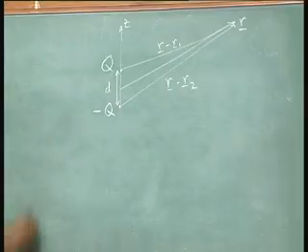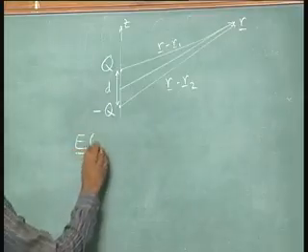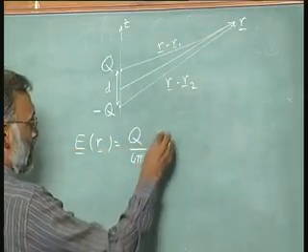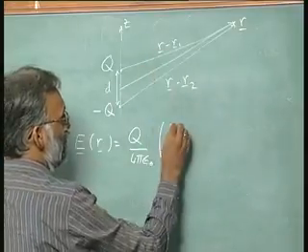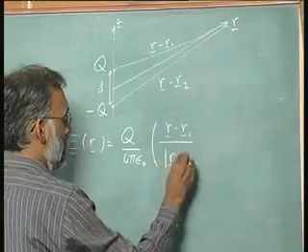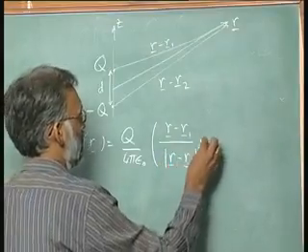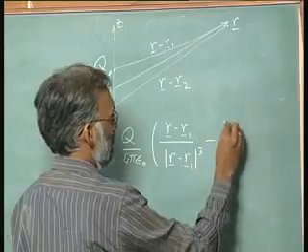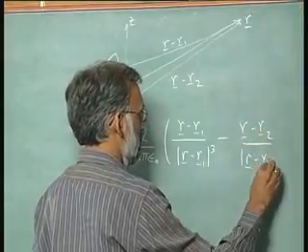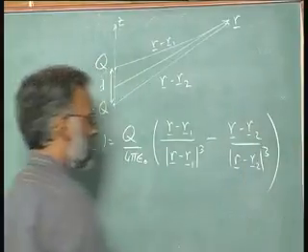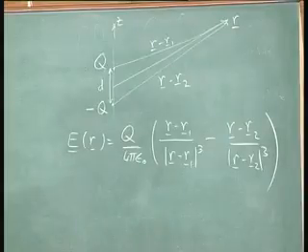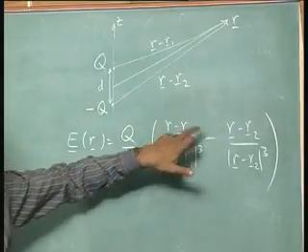As we worked out, the electric field at r is q over 4 pi epsilon naught times r minus r1 divided by magnitude r minus r1 cubed, minus r minus r2 divided by magnitude r minus r2 cubed. It is a vector quantity, it depends on r, depends on r1, and it depends on r2.